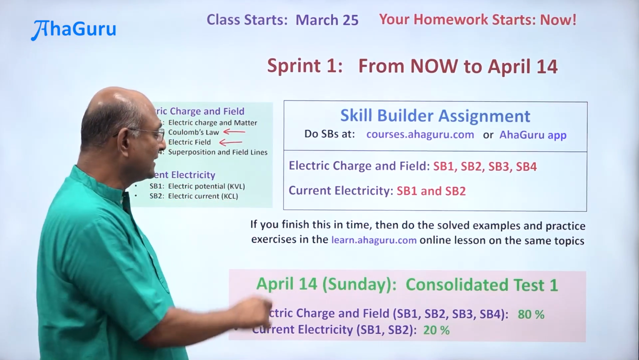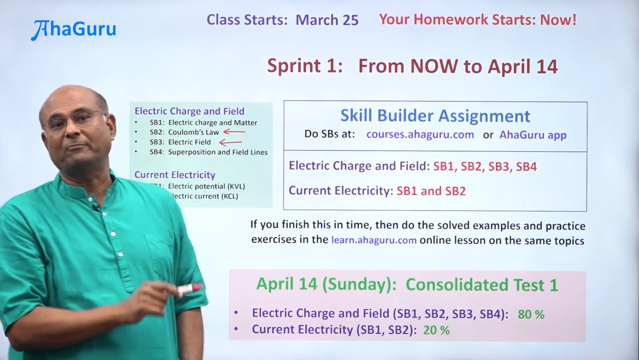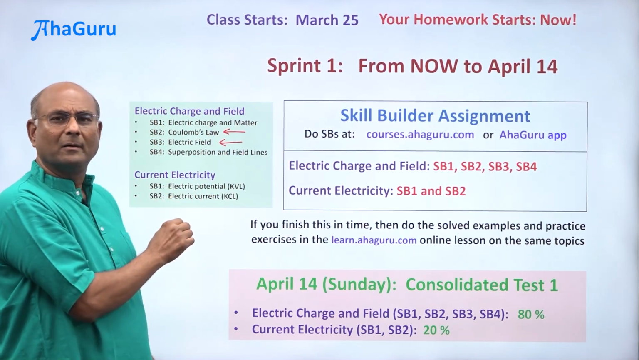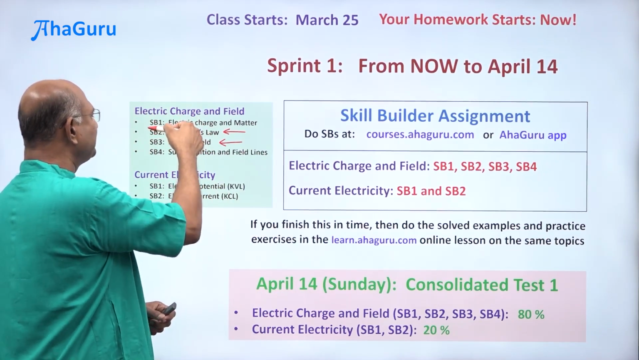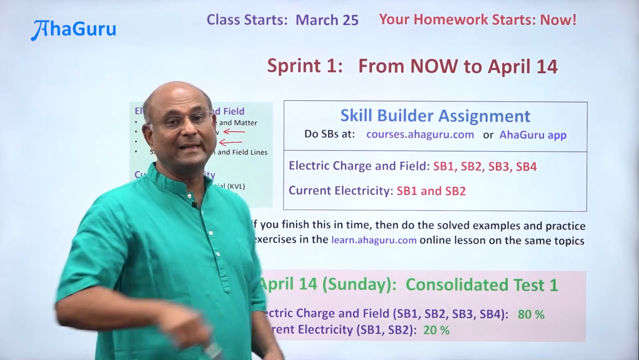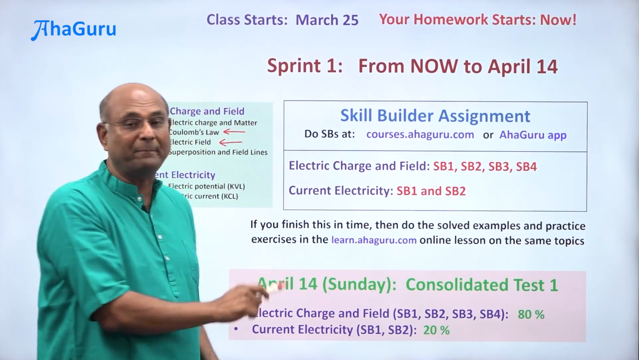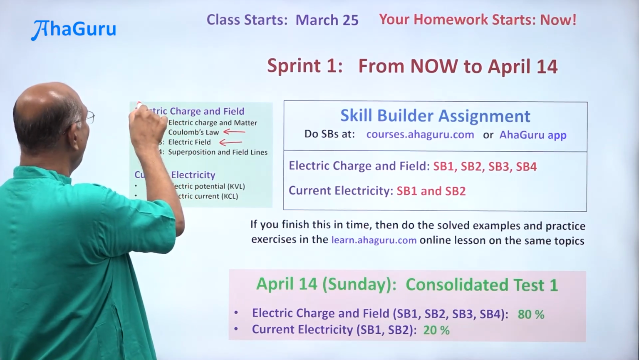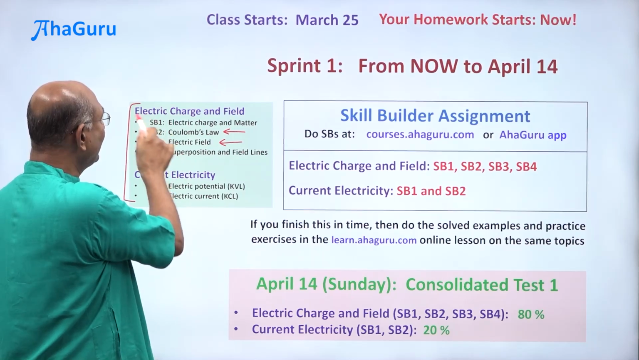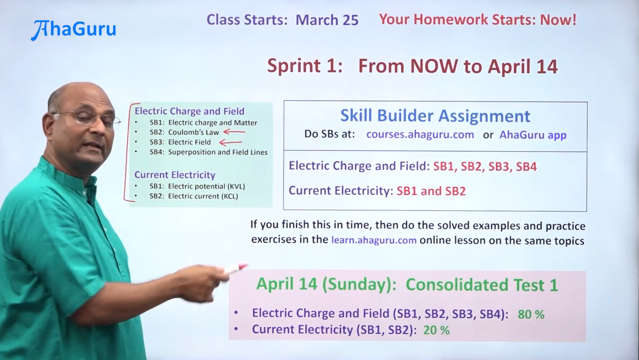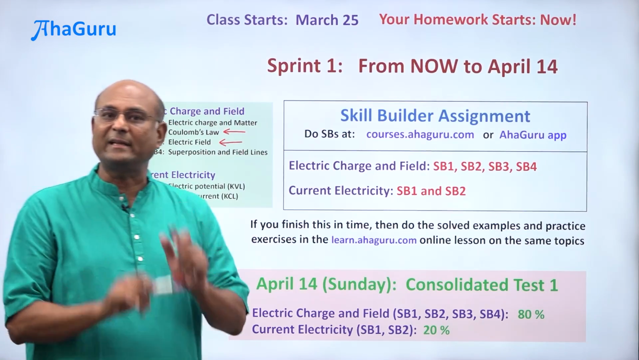The way we have structured this is that the first consolidated test will have the entire portions that you have been assigned here. But we will also have class tests which will take SB1 and SB2, then SB2 and SB3, and so on. I'll explain that in a minute. But I want you to understand that by April 14th, you must be very well prepared for both of these. All of these 6 skill builders you must have finished: 4 in the first chapter and 2 in the 4th chapter. This is actually the 4th chapter, but we are starting with that as the second thing to do.